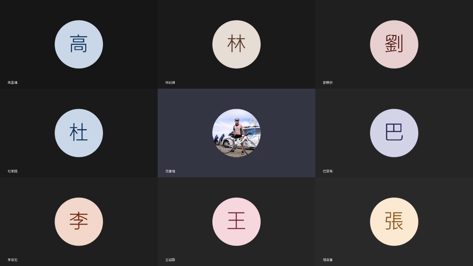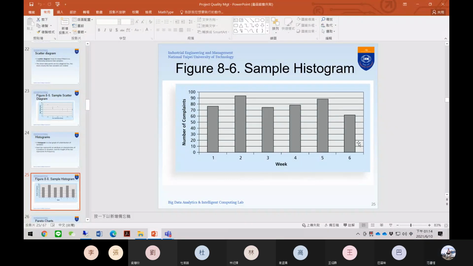All right, I'll share the screen now. There you go. So, page 25. This is the sample histogram, which is used to describe or characterize the central tendency, the frequency, and the data dispersion.